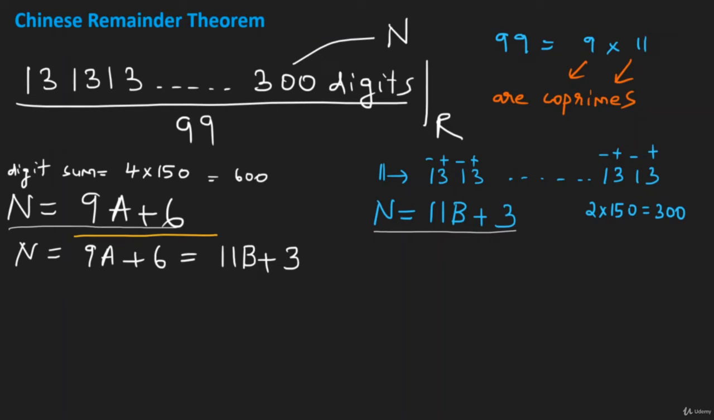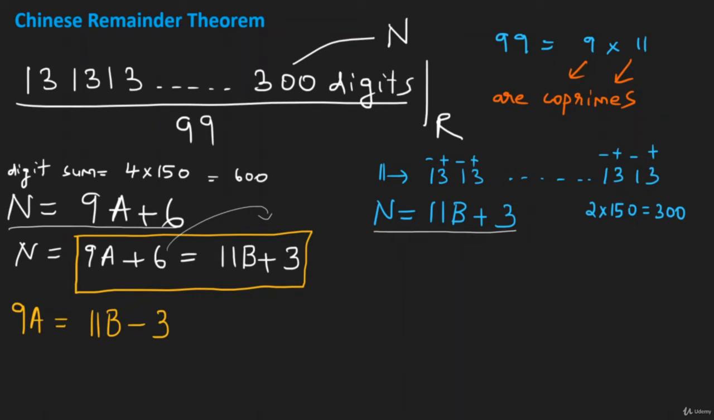Now this over here represents an arithmetic progression. Let's try to understand it in a better manner. For that, we'll try to solve and get one solution of a and b. Alright, now let me write 9a is equal to 11b plus 3 minus 6. So I take this to the right hand side. So 9a will be equal to 11b minus 3.